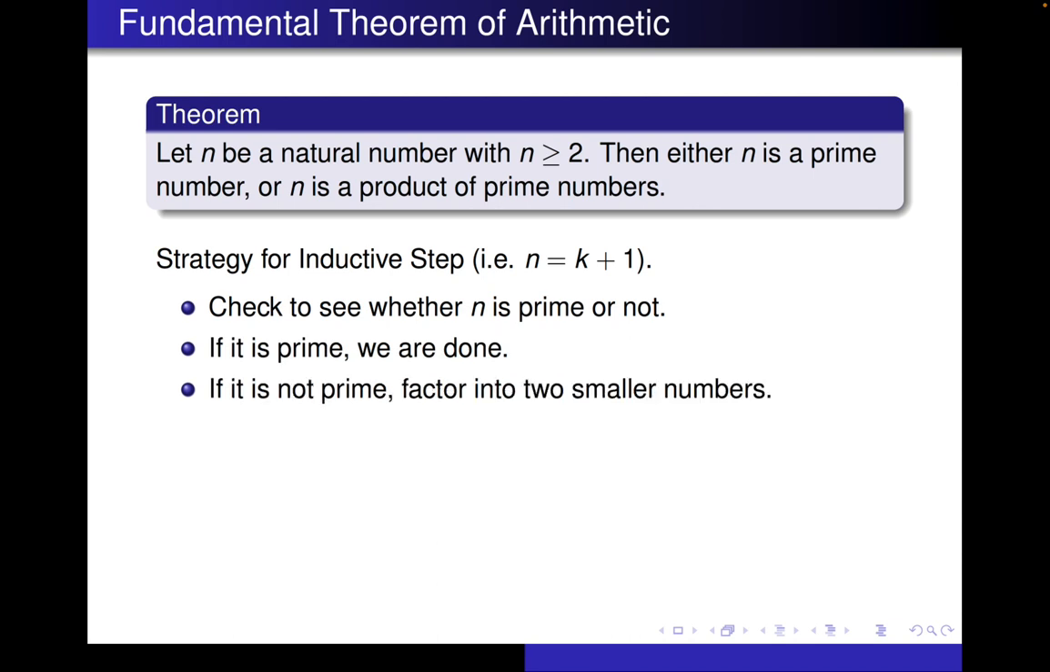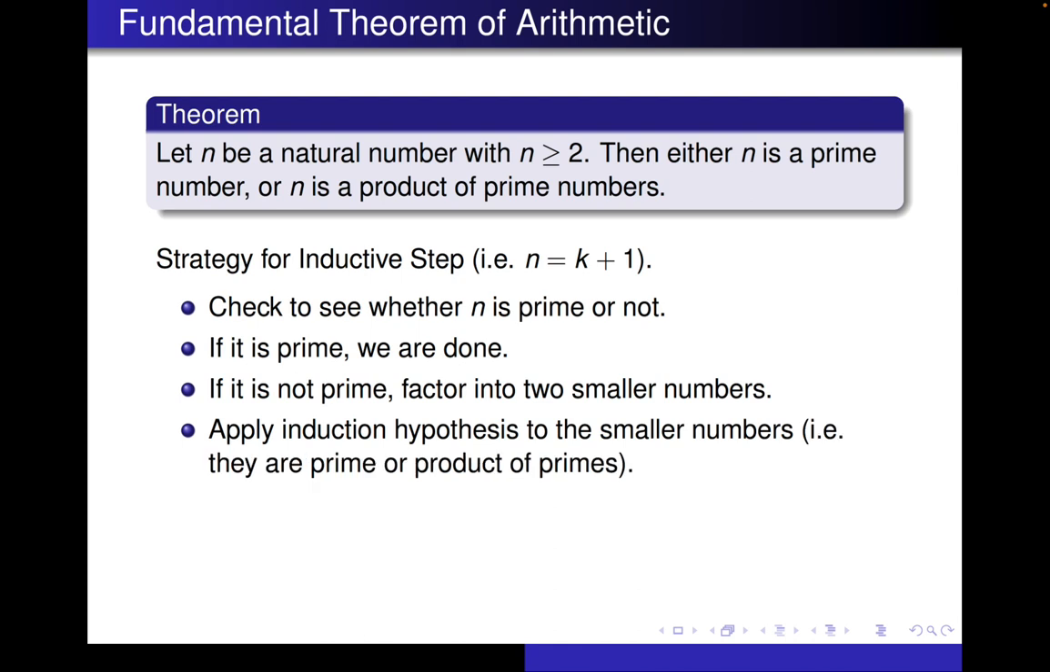If it is not prime, then all we have to do is factor it into 2 smaller numbers. By the induction hypothesis, by what we're assuming for induction, we know that those numbers are primes or products of primes. So then we use that to prove our final result, which is that n is a product of primes. So let's see if we can put that to work.